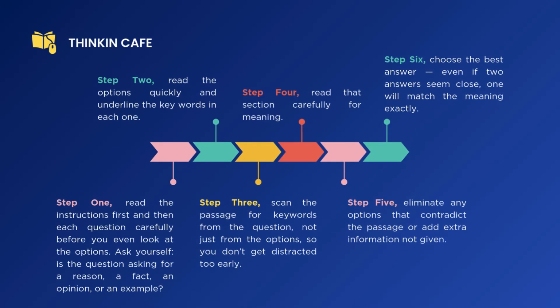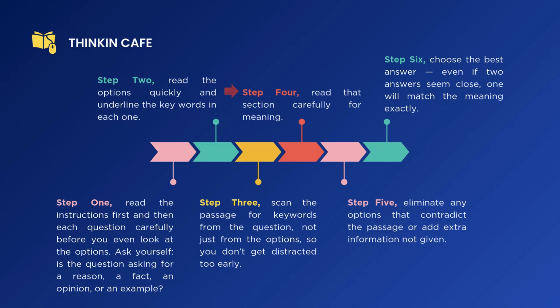Here's the method I recommend. Step 1. Read the instructions and each question carefully before you even look at the options. Consider if the question is asking for a reason, a fact, an opinion, or an example. Then choose keywords in the question. Step 2. Read the options quickly. Step 3. Scan the passage for keywords from the question.